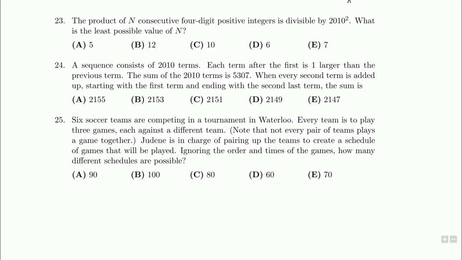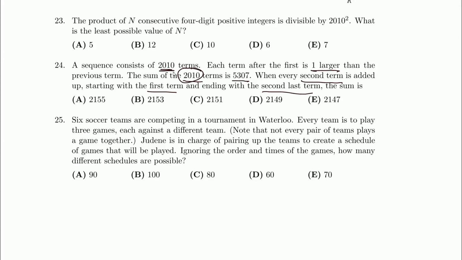A sequence consists of 2010 terms. Each term after the first is one larger than the previous term. The sum of the 2010 terms is 5,307. When every second term is added up, starting with the first term and ending with the second last term, because we have an even number of terms, the sum is... Okay, good question.